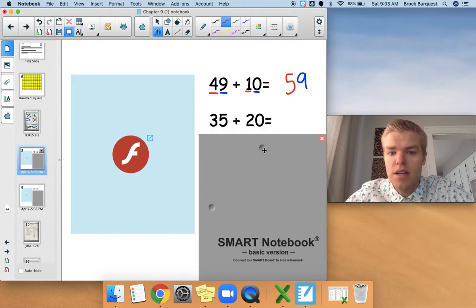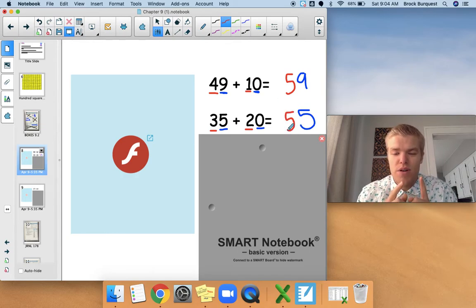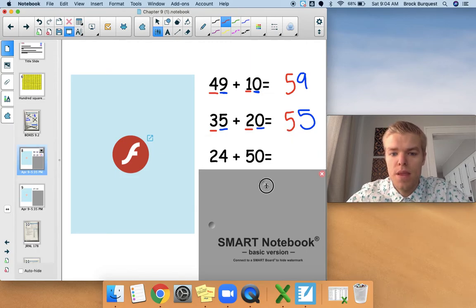Okay, let's look at the next one. Now, this is 20, but our ones place still stays the same. So 0 plus 5, that's what we're going to do first. What's 0 plus 5? 5. Awesome. And now we're going to look at our tens place. What's 3 plus 2? 5. Right. See, when you break it down into little smaller numbers, it kind of makes the math seem pretty easy, right? Now here's a bigger one.